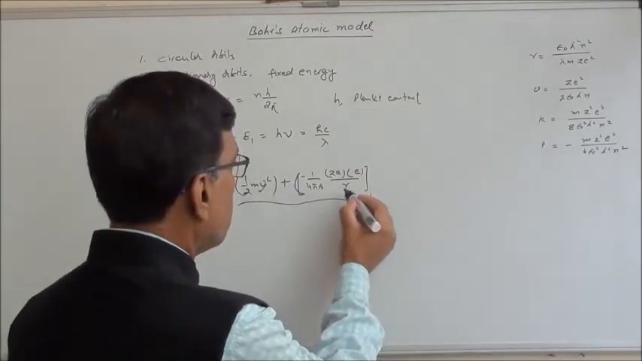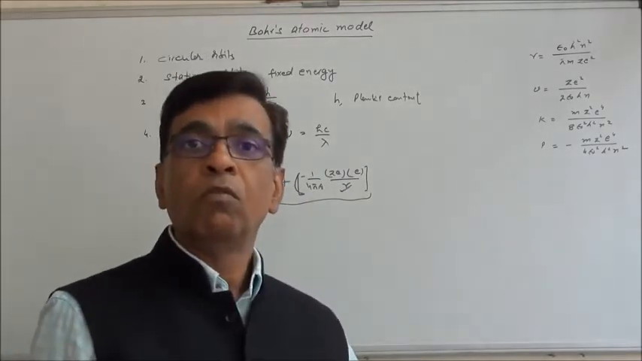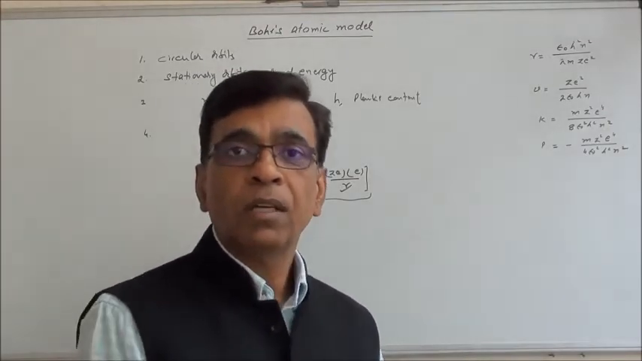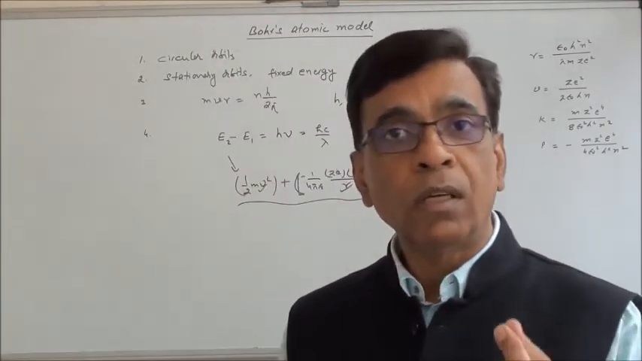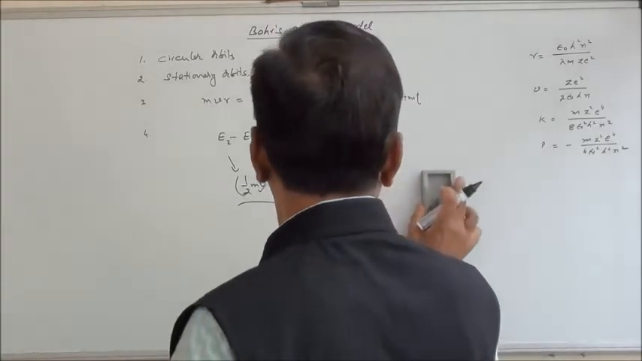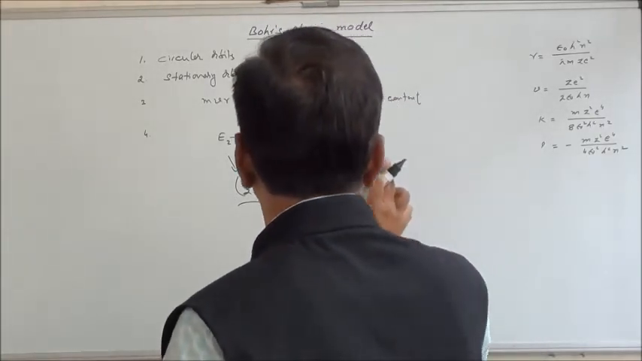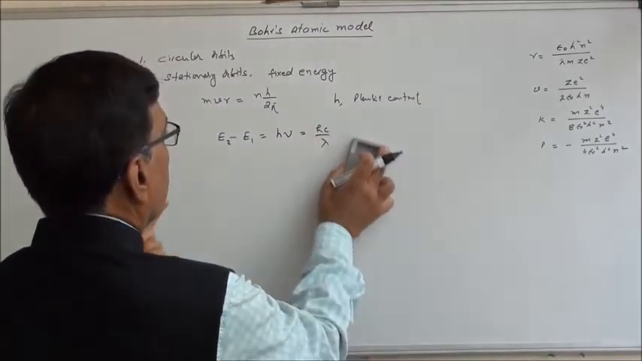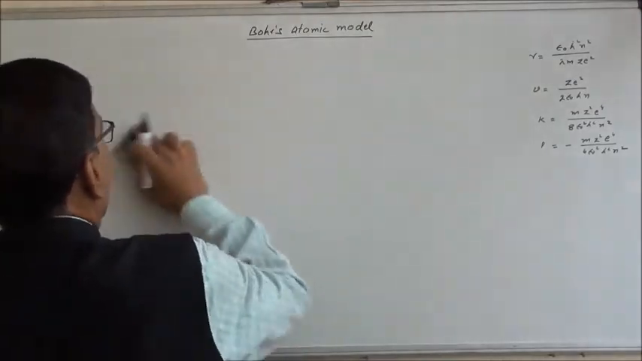Now our aim here is to find out what is the value of the velocity of the electron in any orbit and what is the radius of the allowed orbits in an atom. So let me calculate and then find out the expression for lambda.